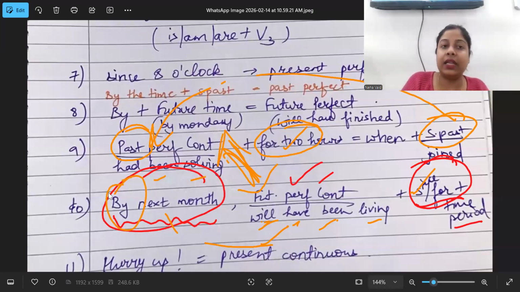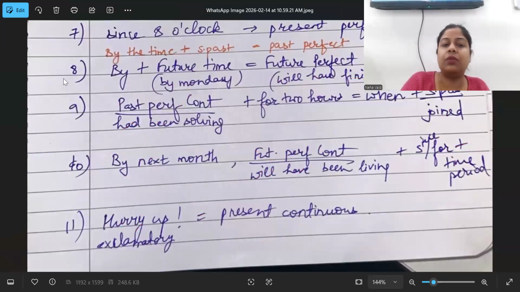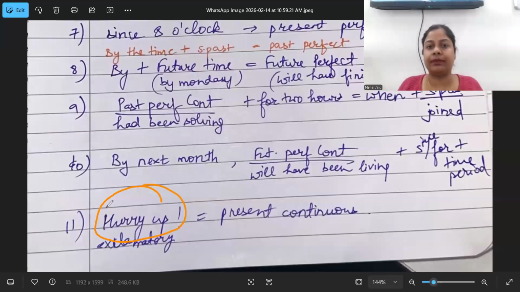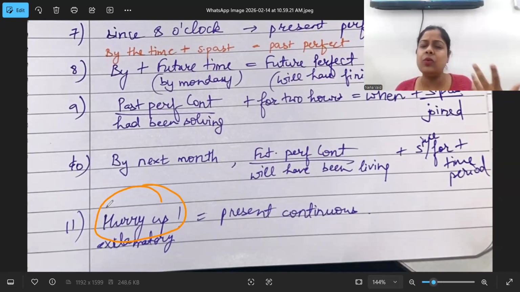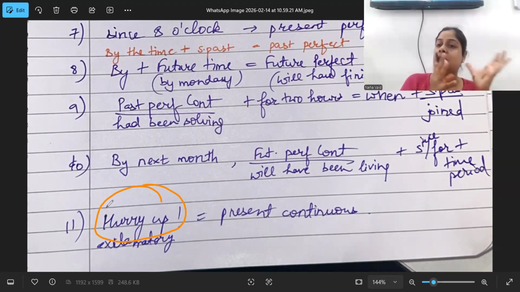Next, hurry up, very, very important. Many students don't even know these. Whenever such indicators are given, hurry up, we're getting late, we always use present continuous. Hurry up, we're getting late. Stand up. Why are you talking so much? So we always use these exclamatory expressions with our present continuous concepts.